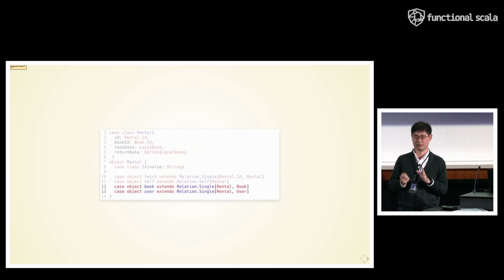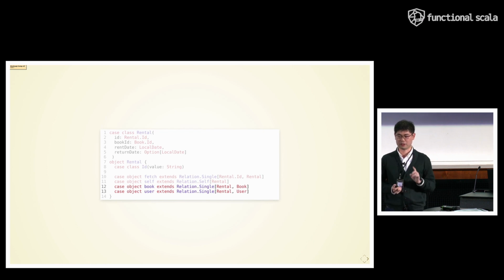This is the same case class Rental that is in the domain, but I added four new case objects. Let's look at the bottom here. There is case object Book extends Relation.Single, and it goes from Rental to Book. This represents the arrow that goes from rental to book that you just saw. Same deal for the user. And there's this thing called fetch that I didn't show you in the diagram, but it's an arrow going from a rental ID to a rental. So if you have a rental ID, you would have a single rental. It just codes that idea. And there's this self arrow that I told you about.